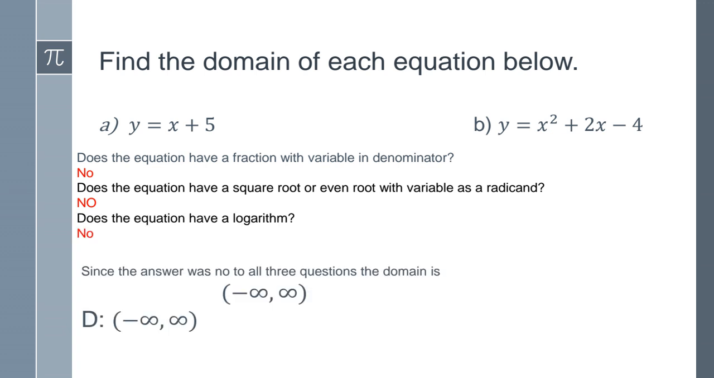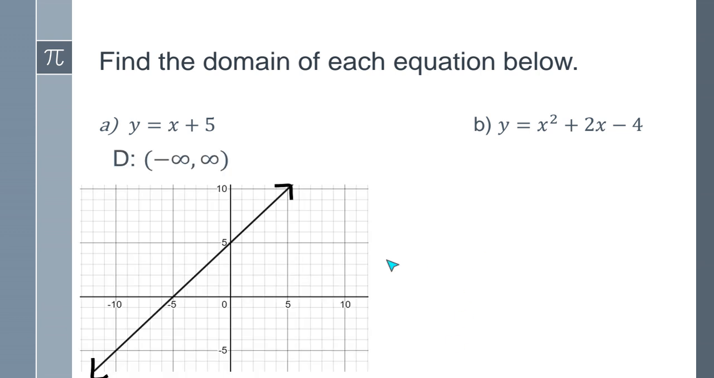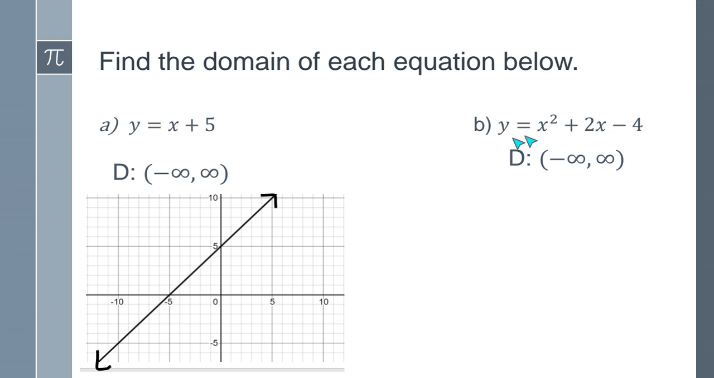Let's look at letter B. And if you look at the graph, this is a line, so that would also help you figure out that domain. So for letter B, do we have a fraction? No. Do we have any square roots? No. Do we have a logarithm? So the answer is no. Therefore, our domain is negative infinity to positive infinity.